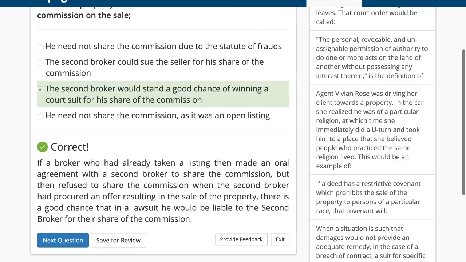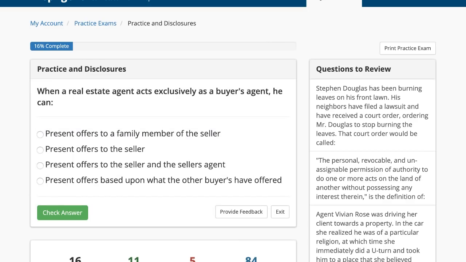Okay, the answer is C. Do you guys know what an open listing is? Who knows what an open listing is? Anybody know? What's an open listing?